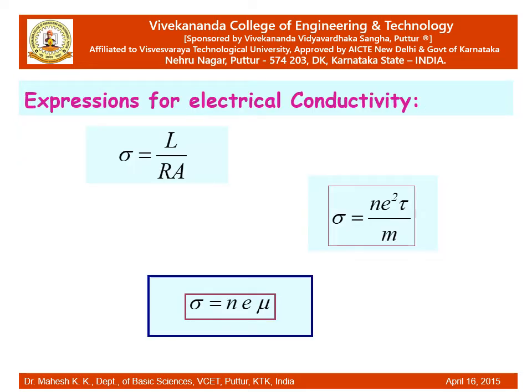Here I am giving all the equations for sigma, that is conductivity. One is L by RA, another one is sigma is equal to Ne square tau by m, and another equation is Ne mu.